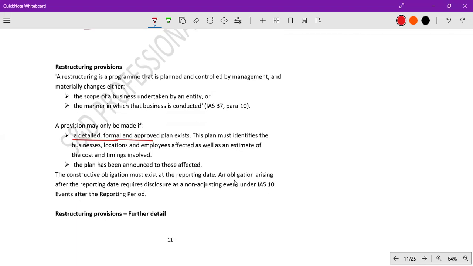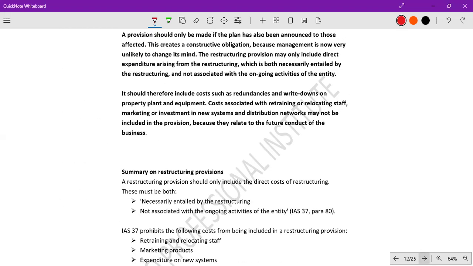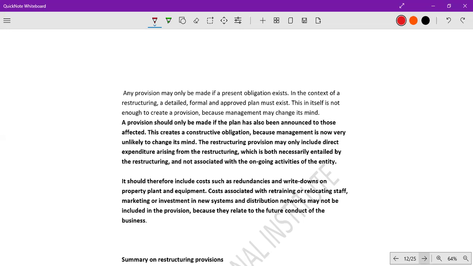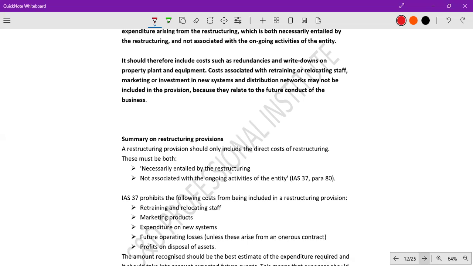Okay, so let's look at the cost that should be capitalized under the restructuring. It is only the direct cost associated with the restructuring. A provision should be made if the plan has also been announced to those affected. It creates a constructive obligation. Those things are all there. So we are talking of only the direct costs that will be incurred in the restructuring.